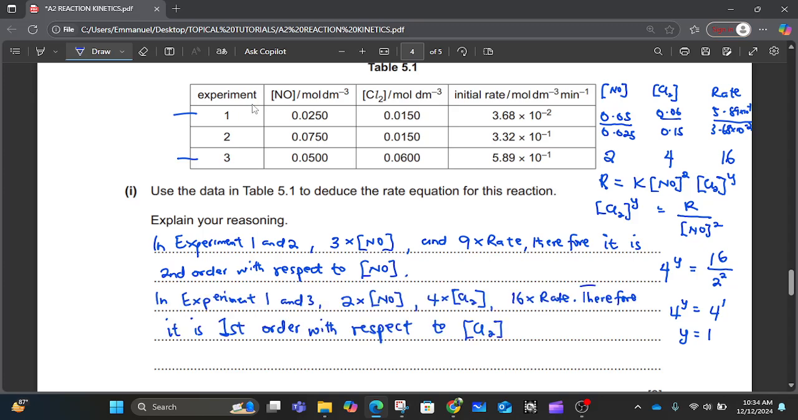So we can say that in experiments 1 and 3, the concentration of NO was increased by 2 times, that of Cl2 was increased by 4 times, and the rate increased by 16 times. Therefore, it is first order with respect to Cl2 concentration. And so it means that our rate equation is equal to K times the concentration of NO, and the order we calculated was 2, times the concentration of Cl2 exponent 1. So it's first order, and exponent 1 we can leave as this.